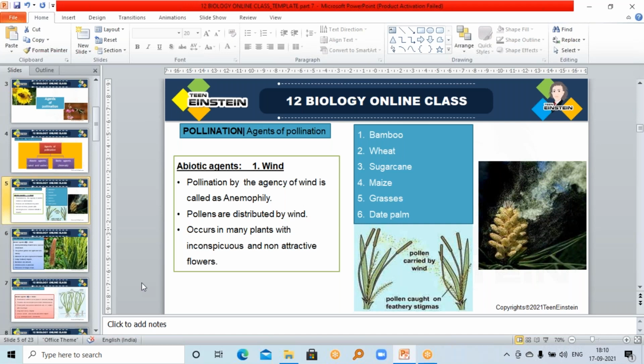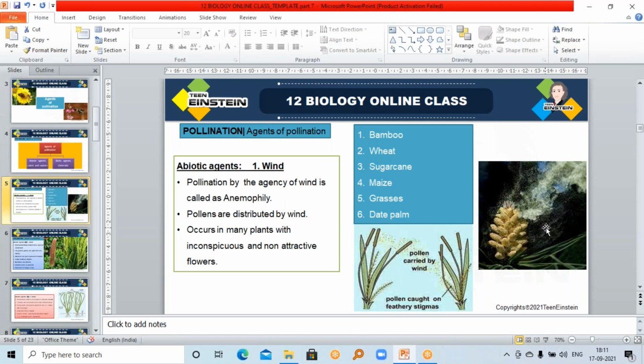So in anemophily, you can see here that through wind the pollen grains are moving. You can see in this picture very clearly, these are the pollen grains released by this inflorescence. The pollen grains are carried through the wind. This white dust-like appearance is the pollen grains. So wind pollination is also called anemophily, and in anemophily the pollens are distributed by wind.